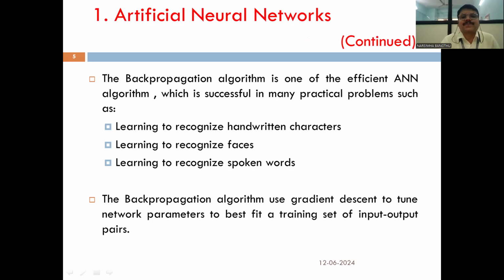So see here, the backpropagation algorithm is one of the efficient ANN algorithms which is useful in many practical problems such as learning to recognize handwritten characters, learning to recognize faces, learning to recognize spoken words. The backpropagation algorithm uses gradient descent to tune network parameters to best fit a training set of input-output pairs.